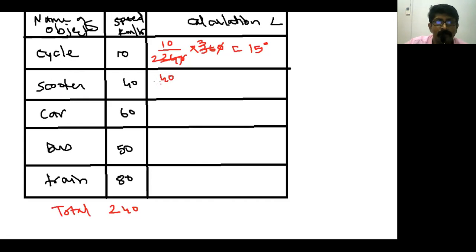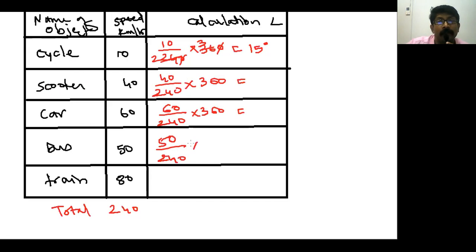But before that, we'll do this basic calculation. 40 upon 240 into 360. Then we can do 60 upon 240 into 360. Then this will become 50 upon 240 into 360. And then you can do this, 80 upon 240 into 360, isn't it? And the calculation will remain the same always. This is 2s and this is 3s.